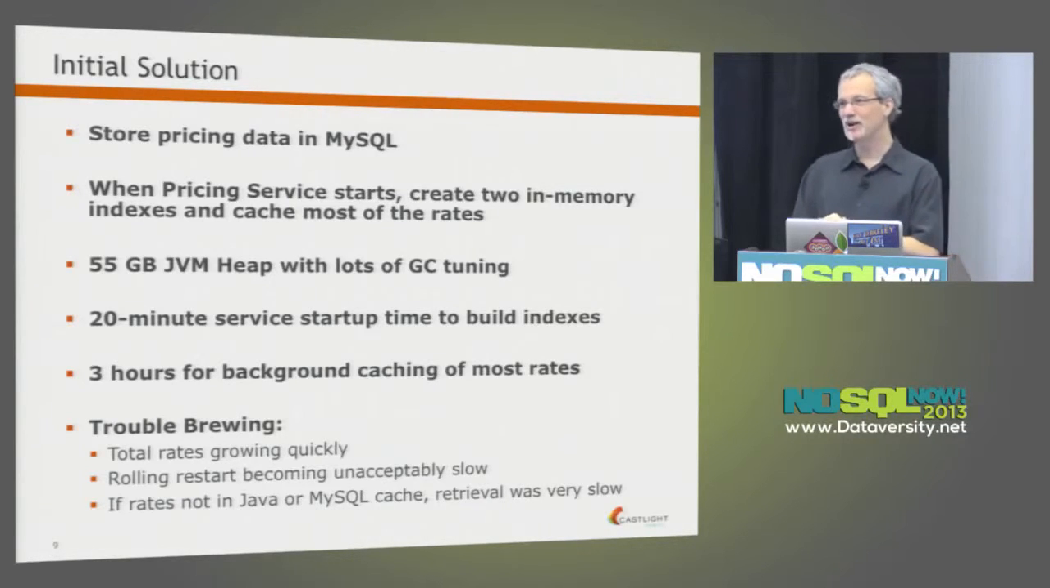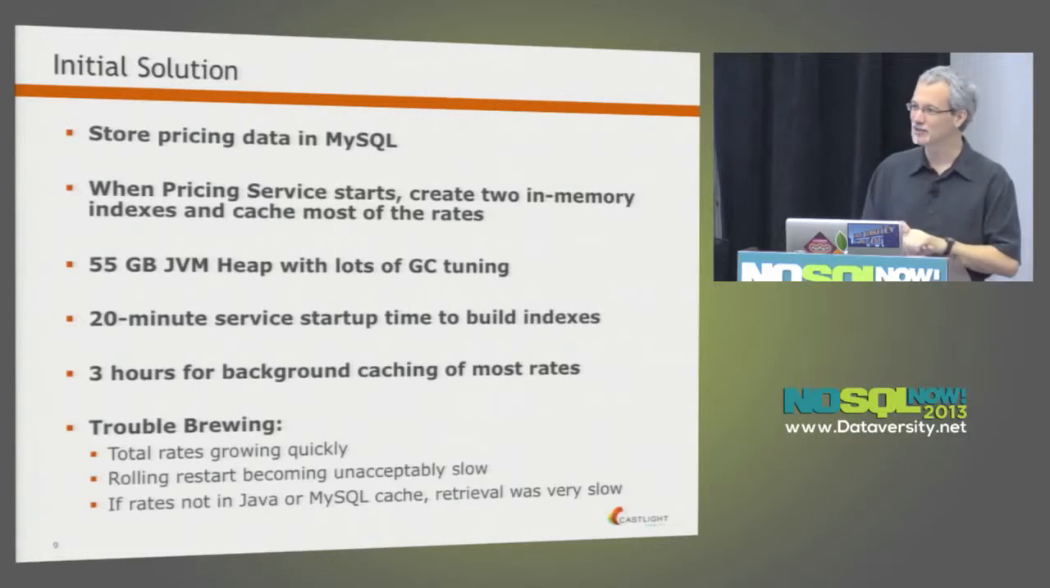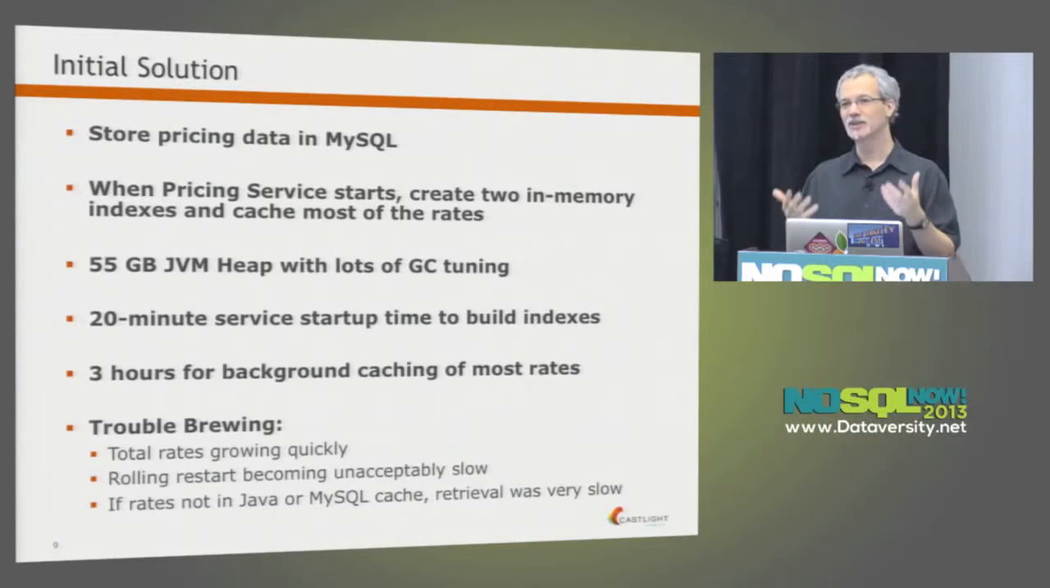But once that hit about 150 million rates, it started to become problematic, because there's no geospatial index built into MySQL, so I had to do that in Java in the pricing service. So I had to build at least the basic part of that index, and that takes time to build. And so I eventually was hitting, like, a 55 gigabyte JVM heap, which is rather large. And I was spending a lot of time on GC tuning.